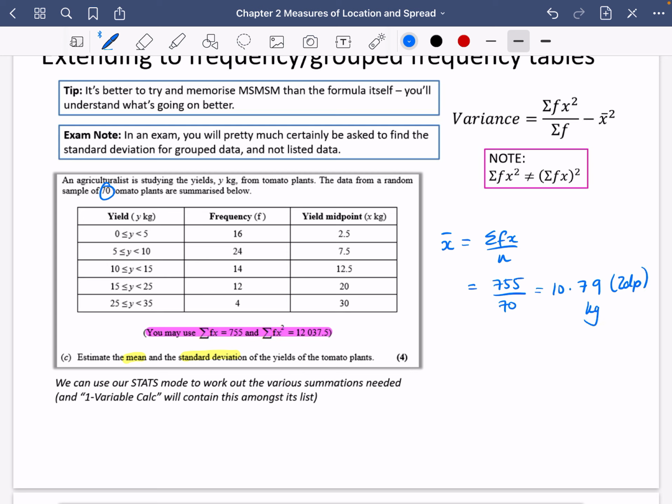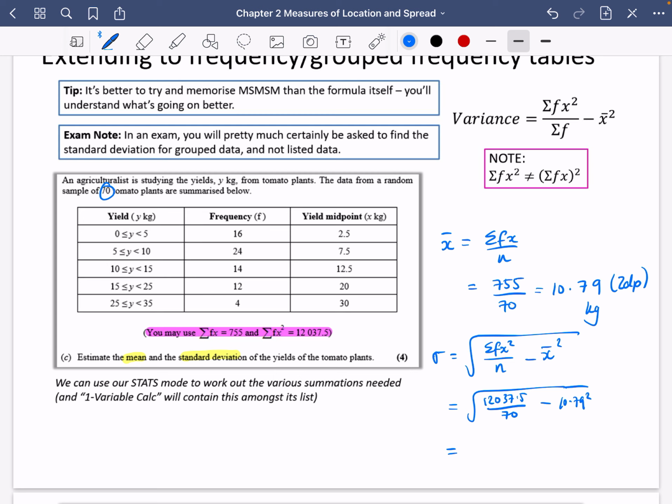They also want us to find out the standard deviation. So the standard deviation is going to be the square root of the sum of f of x squared, so that's the mean of the squared, divided by the square of the mean, like this. So the actual calculation that we're going to be doing is going to be 12,037.5 divided by 70, minus the 10.79 squared that we've just worked out.